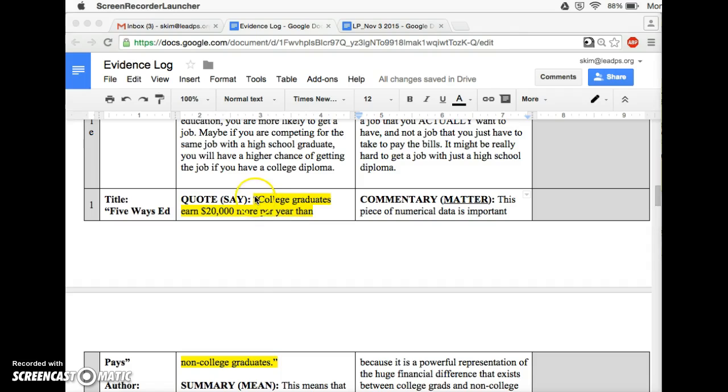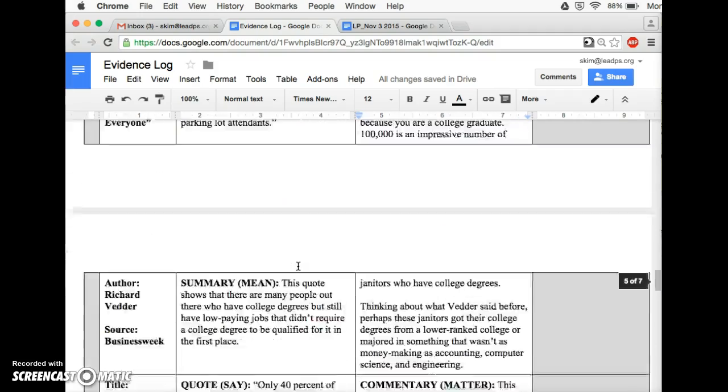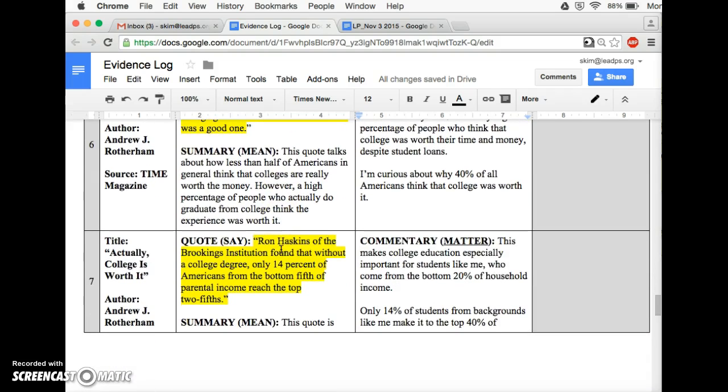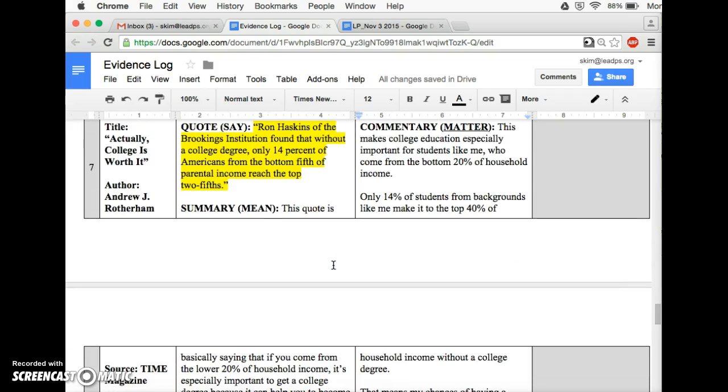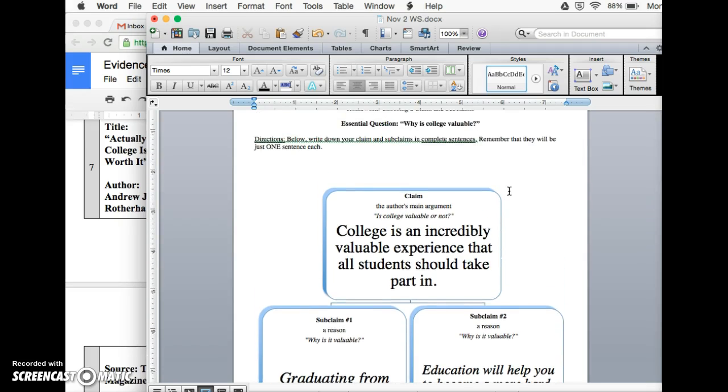I have this yellow color for financial reasons why it's important to go to college, so you can earn $20,000 more per year. To support that claim, I also have 86% of college graduates still felt the investment was a good one, and 14% of Americans from the bottom fifth of parental income can reach the top 2/5 with a college degree. This helped me to come up with my homework from last night.